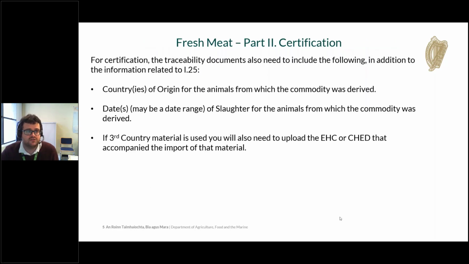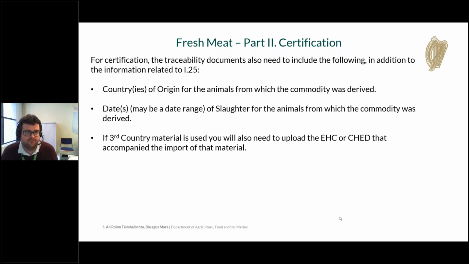For the fresh meat certification, the traceability documents that we require are essentially the same for them all. It's the country or countries of origin of the animals from which the commodity or the product was derived. So you could have multiple raw material inputs from, say, pigs from Denmark, chicken from Thailand. You need to have all of that information on the EHC.